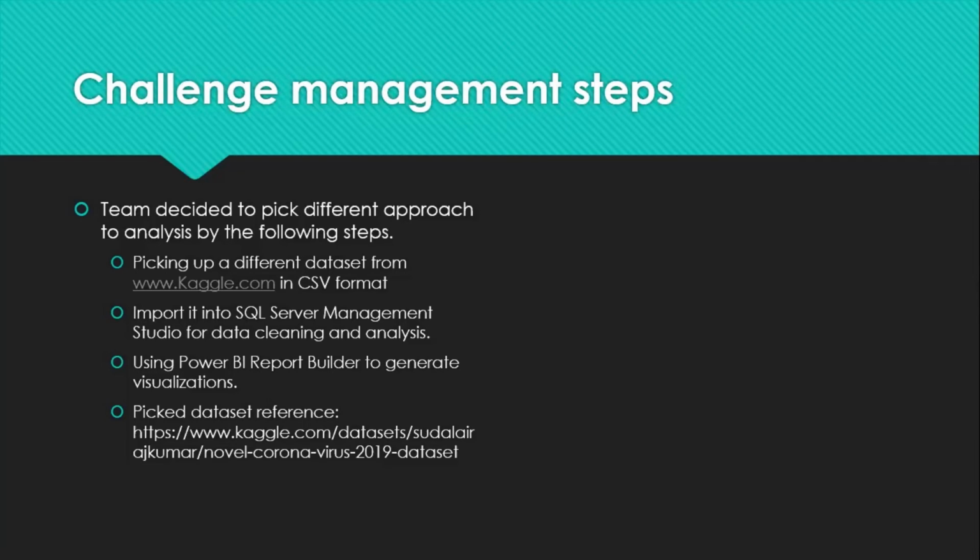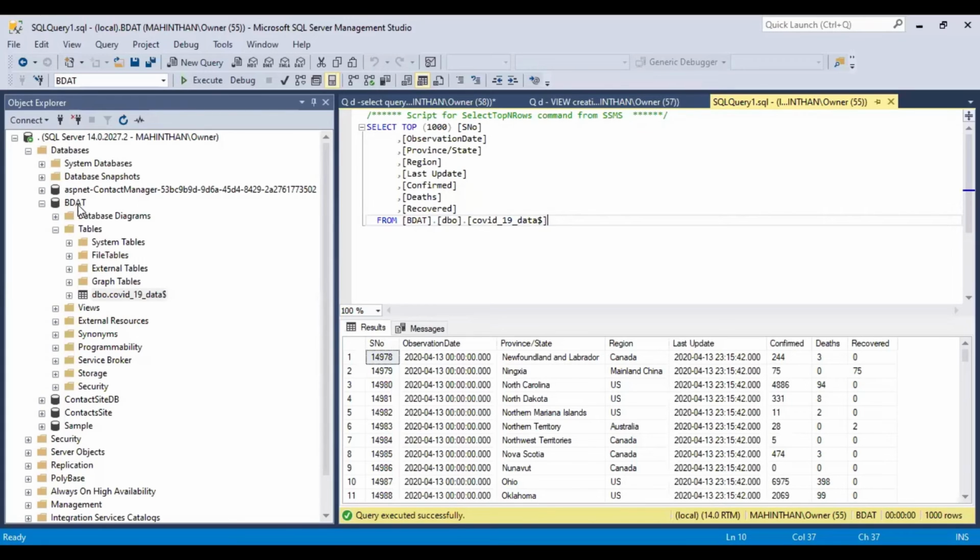We decided to use a new data set from Kaggle. The data set is about coronavirus, the report of data through the year 2019, and we used visualizations. To create the visualizations, we used Power BI Report Builder, and we imported the data into SQL Server Management Studio for manipulation, cleaning and analysis. So now we're going to demonstrate our data set in SQL SSMS.